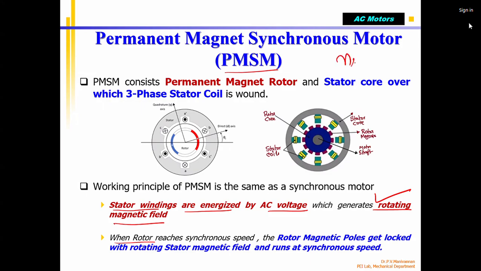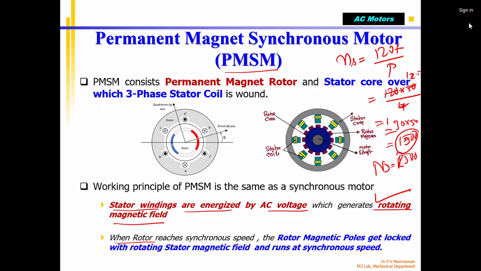Already we know synchronous speed NS equals 120 F divided by P. In India, the frequency is 50 Hz, and with 4 poles, 120 into 50 divided by 4 gives 1500 RPM. So NS is going to be 1500 RPM. That's what the synchronous motor will do.